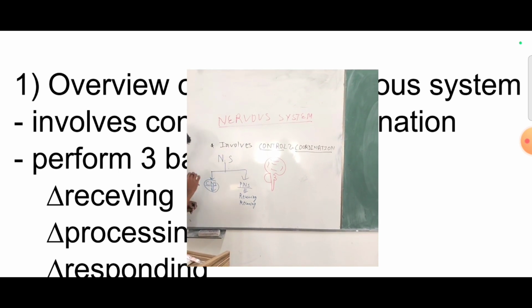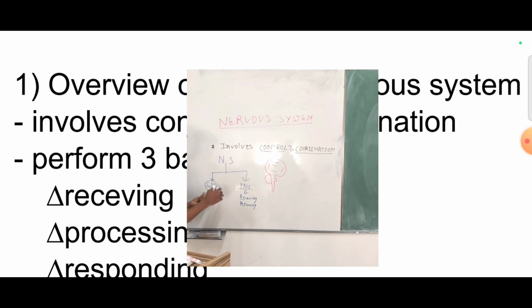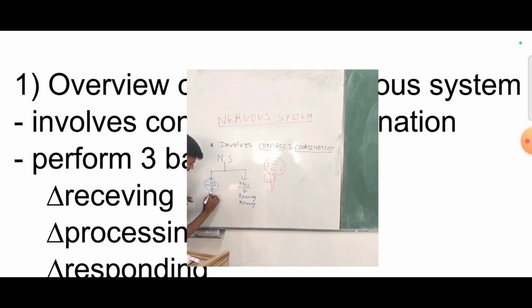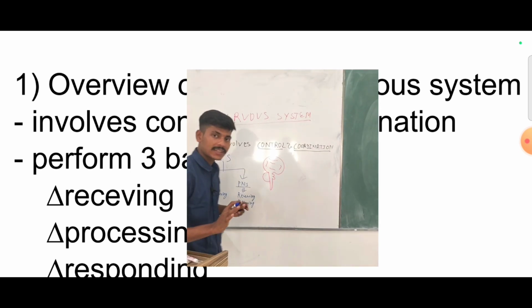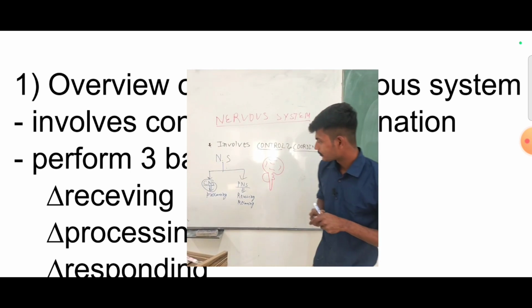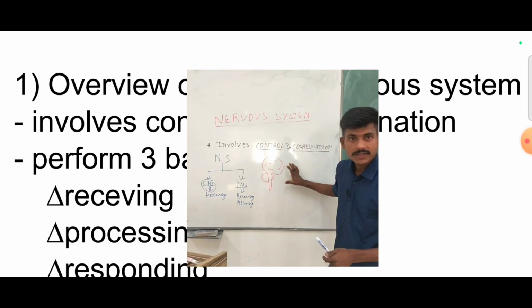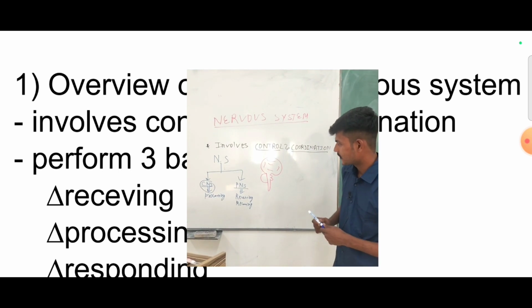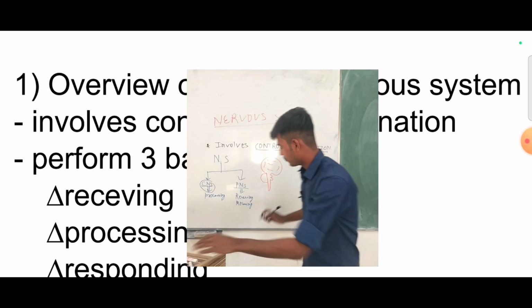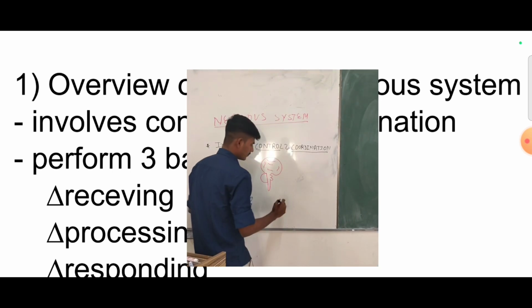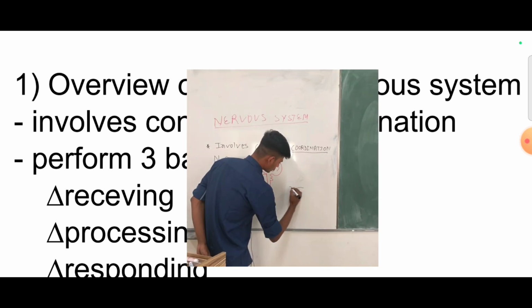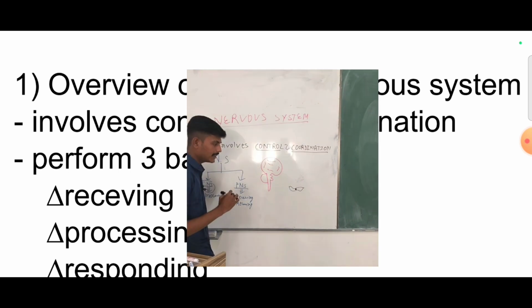Clear? Now the second thing is that the central nervous system performs the processing phenomenon. Clear? Now this is a typical diagram of the central nervous system. For example, take one example: this is one muscle cell, a myocyte.